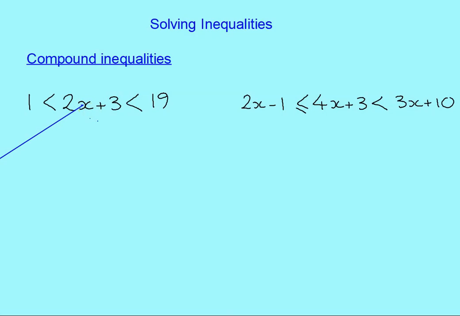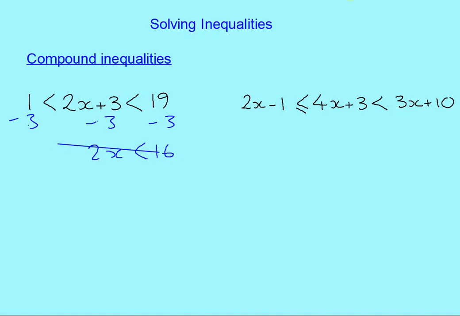So what I can do is, if I take away 3, normally we say take away 3 from both sides, but in fact, there's 3 sides now, because these are called inequalities. It's like an equals, but just not equal. So I would end up with 2x is less than 16.